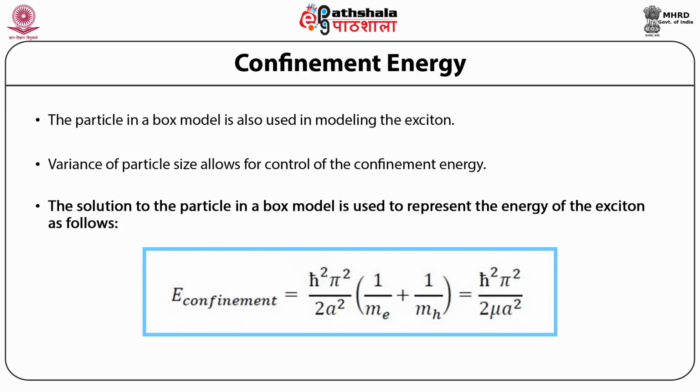So it is represented as E confinement is equal to h-bar squared pi squared upon 2a squared times (1 upon me plus 1 upon mh), which in turn is equal to h-bar squared pi squared upon 2 mu a squared, where me is the mass of the electron, mh is the mass of the hole, and mu is the reduced mass.